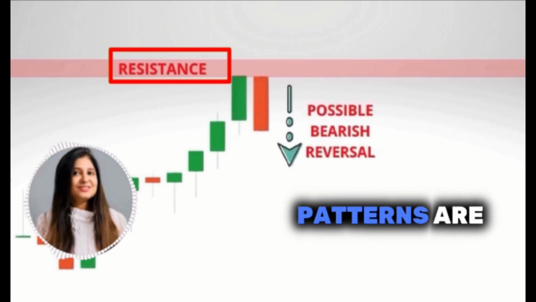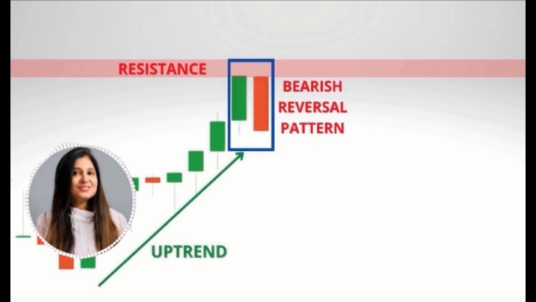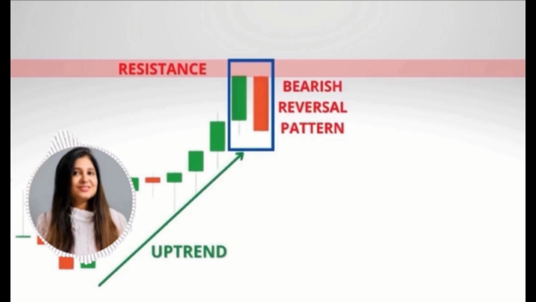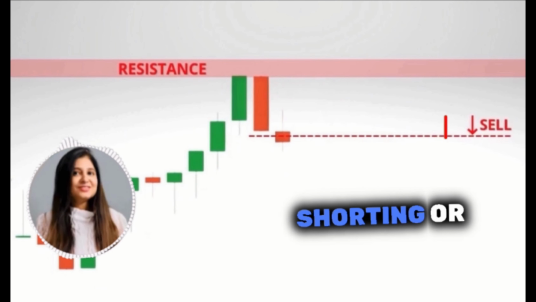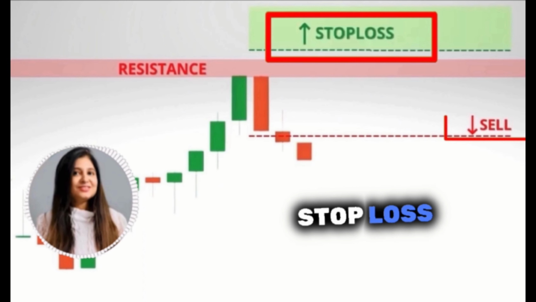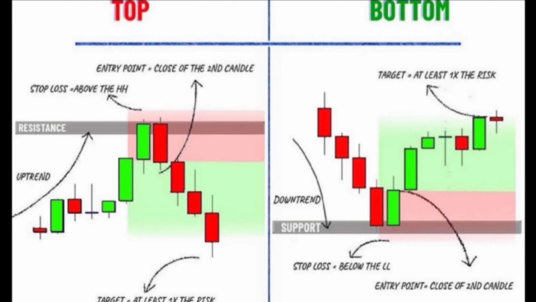फिर tweezer top patterns are very powerful when they occur at the top of an uptrend and signal a potential reversal or pause in the uptrend. So a trader can consider shorting or selling below the low of the candle and setting a stop loss basically above the high of the candle. This is what I have shown in the picture.